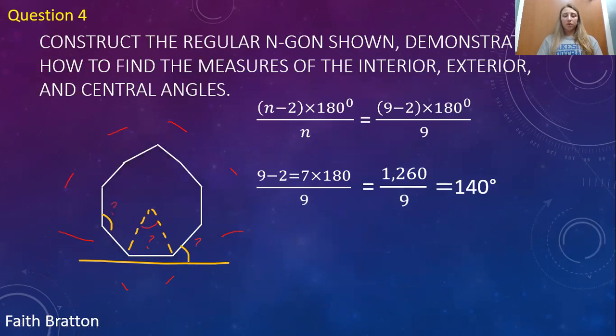Okay, so to determine the value of n, we find this by adding up the sides. So we have 1, 2, 3, 4, 5, 6, 7, 8, 9.